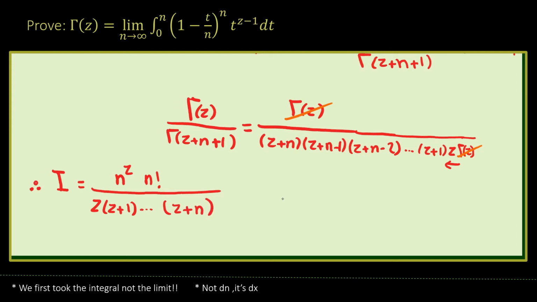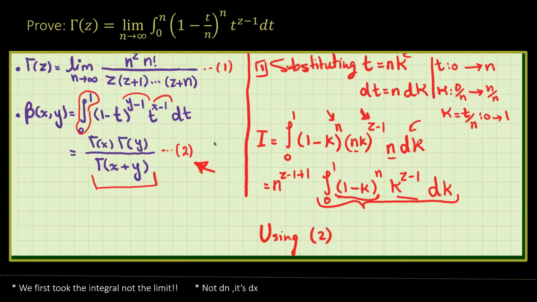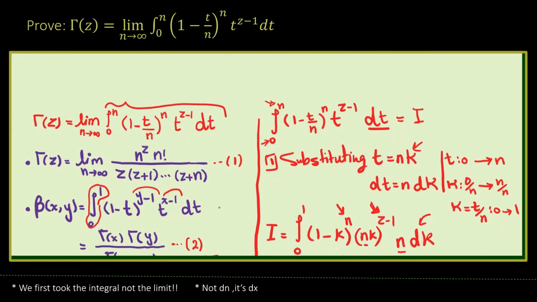Okay, now what do we have? We have the integration that we call I in this form. Right. It's similar to this part. By taking the limit, we will get from 1 that it's the gamma function.